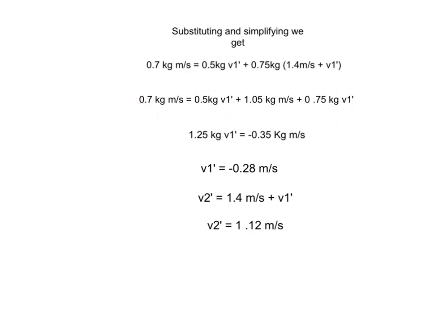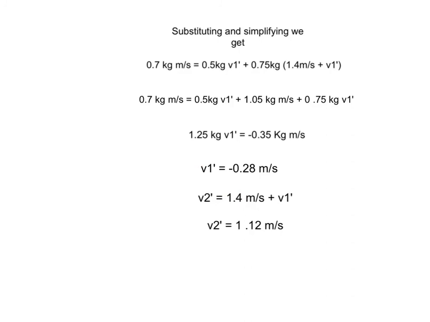And now I need to just solve for v1 prime. So I'm going to combine like terms here and here. That gives me 1.25 kilograms times v1 prime. And then I'm going to subtract 1.05 kilogram meters per second from both sides. And that's going to give me negative 0.35 kilogram meters per second. And the last step is to divide through by 1.25 kilograms. So that tells me now that v1 prime is negative 0.28 meters per second.